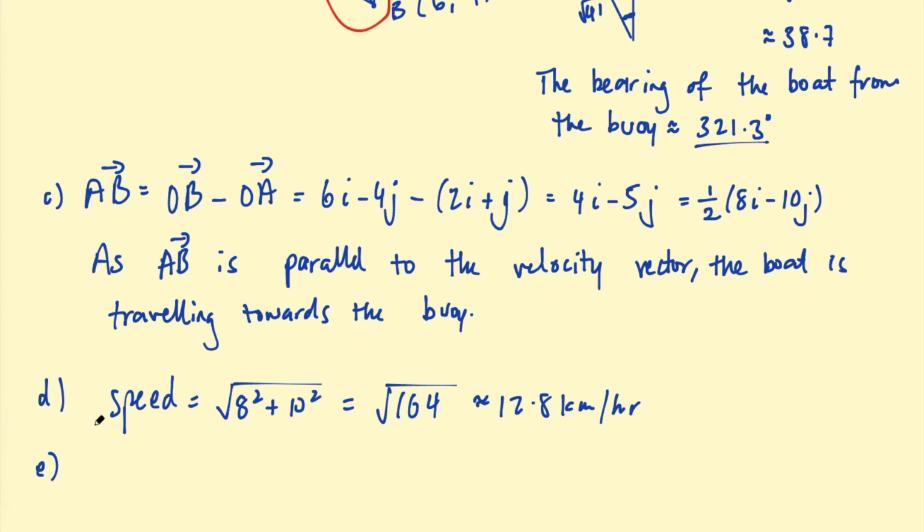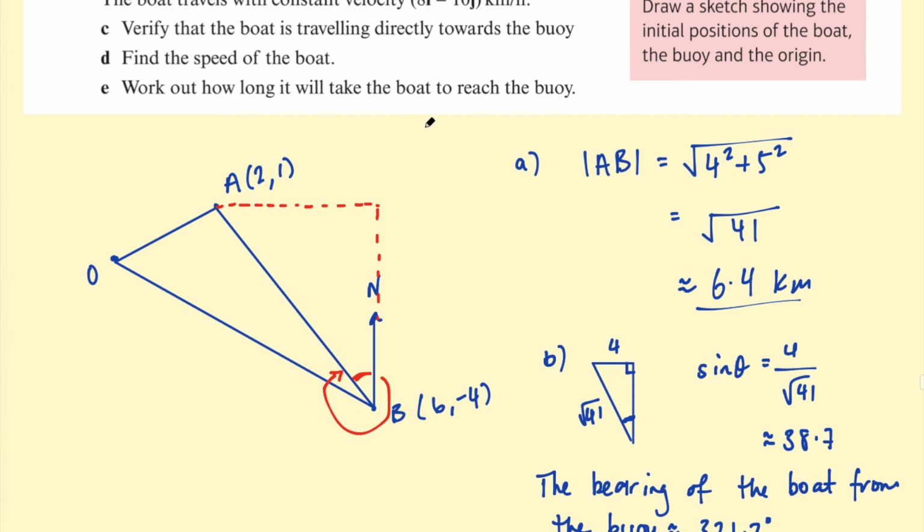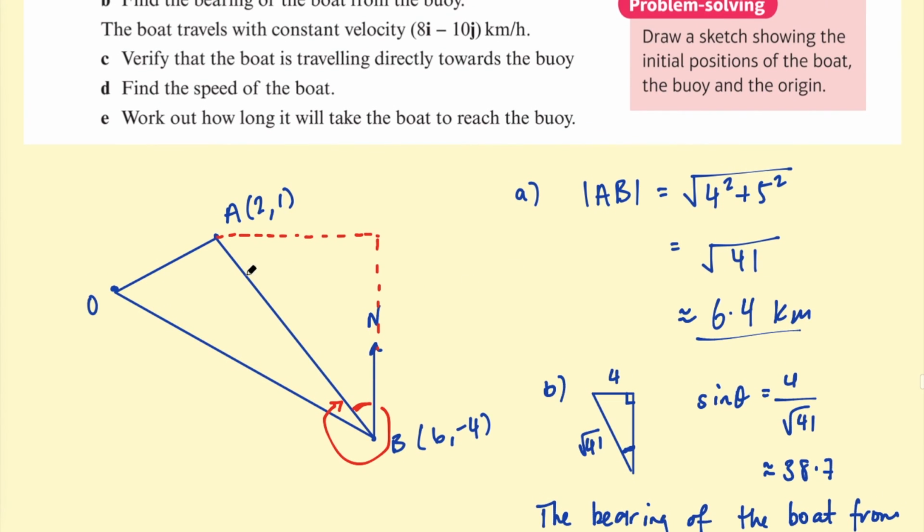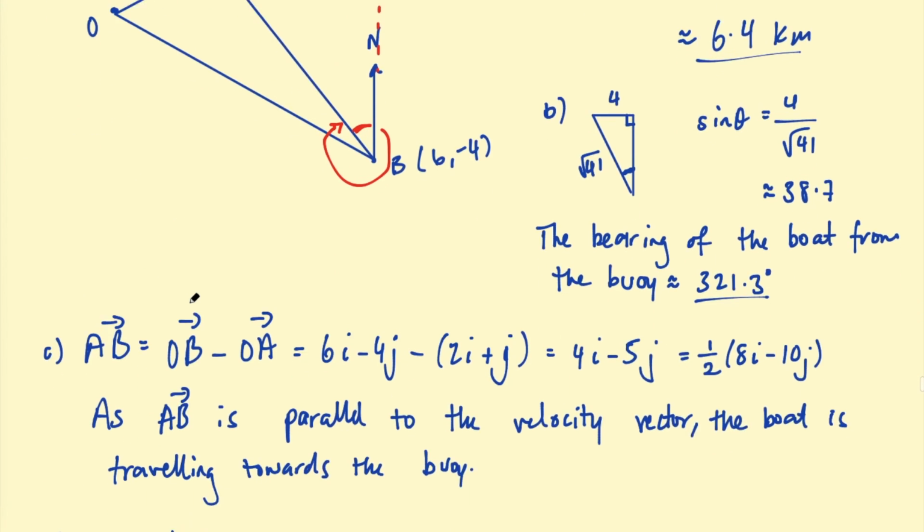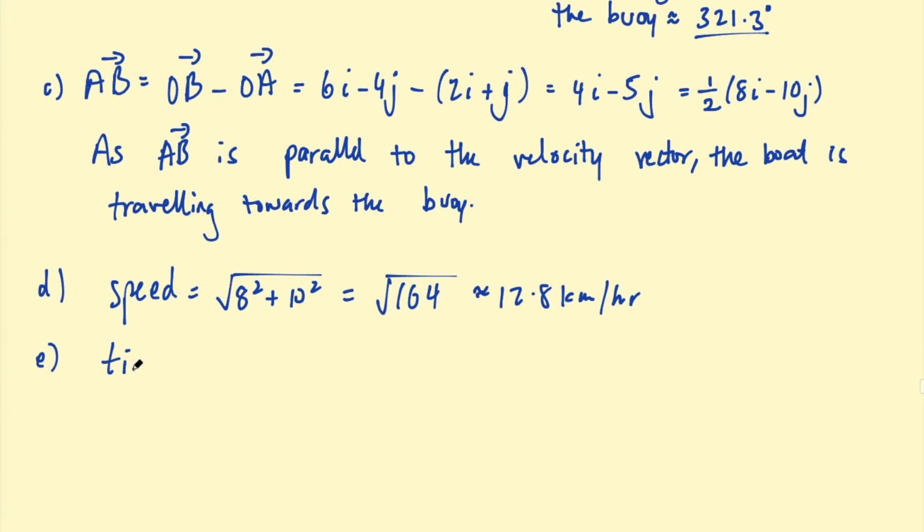Okay, then E. E says work out how long it will take the boat to reach the buoy. So we have that distance, AB, we have the speed. Now we need to remember our speed, time, distance formulas. If you can remember any variation of that formula, such as speed equals distance divided by time, then you can rearrange to find time. So we're looking for time here. Time is going to be distance divided by speed.